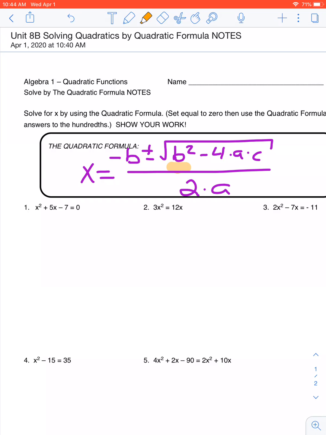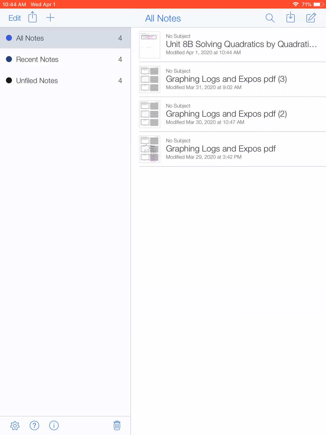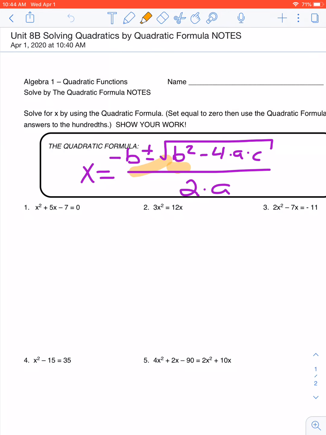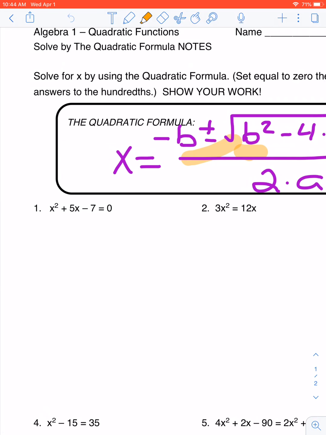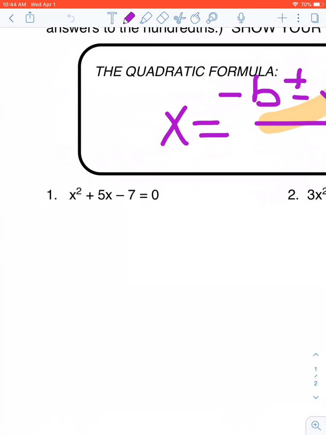So today what we're going to do is problems 1 and 4. Very, very basic, straightforward quadratic formula and solving from there. When I look at number 1, I have x squared plus 5x minus 7 equals 0. In order to do quadratic formula, just like with factoring, one side of the equation has to be 0. If it's 0, then you can get started.